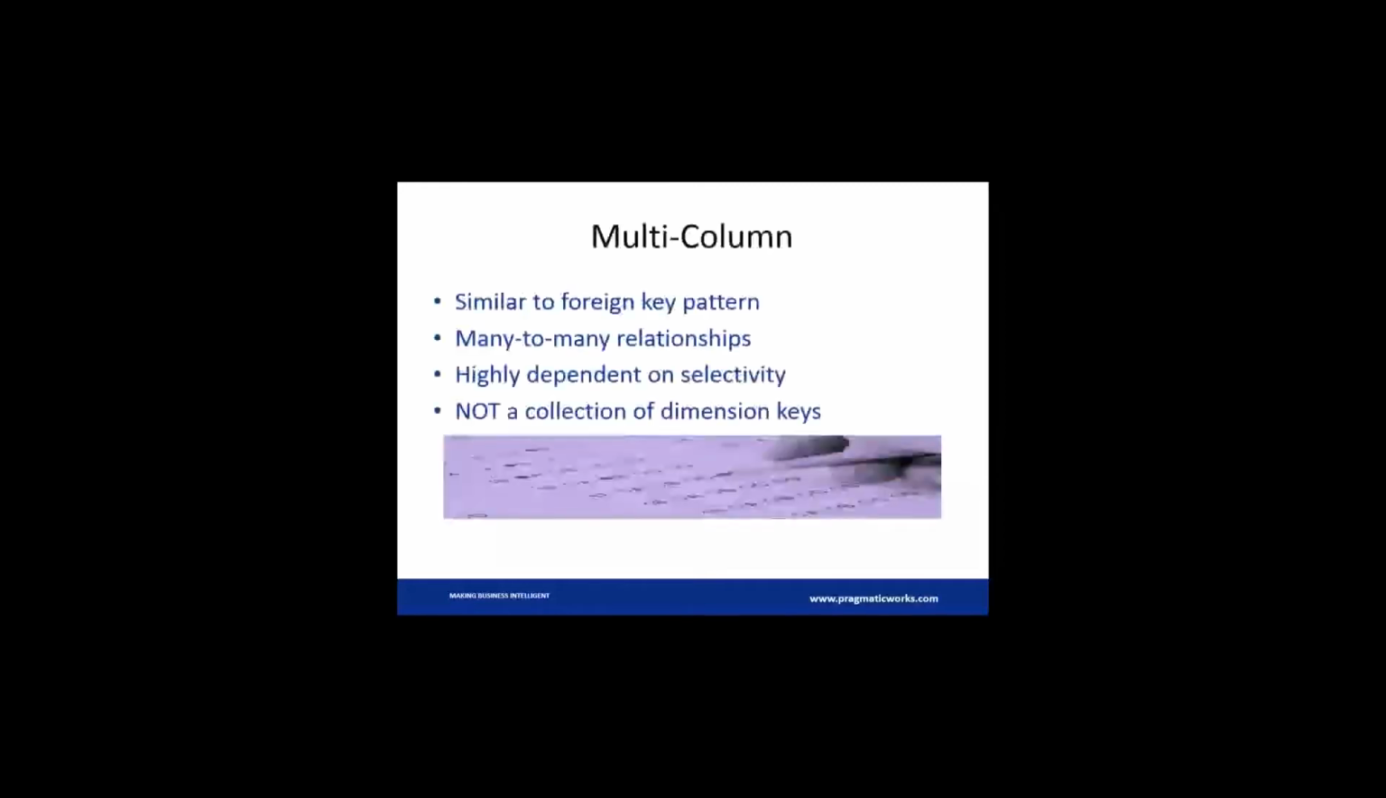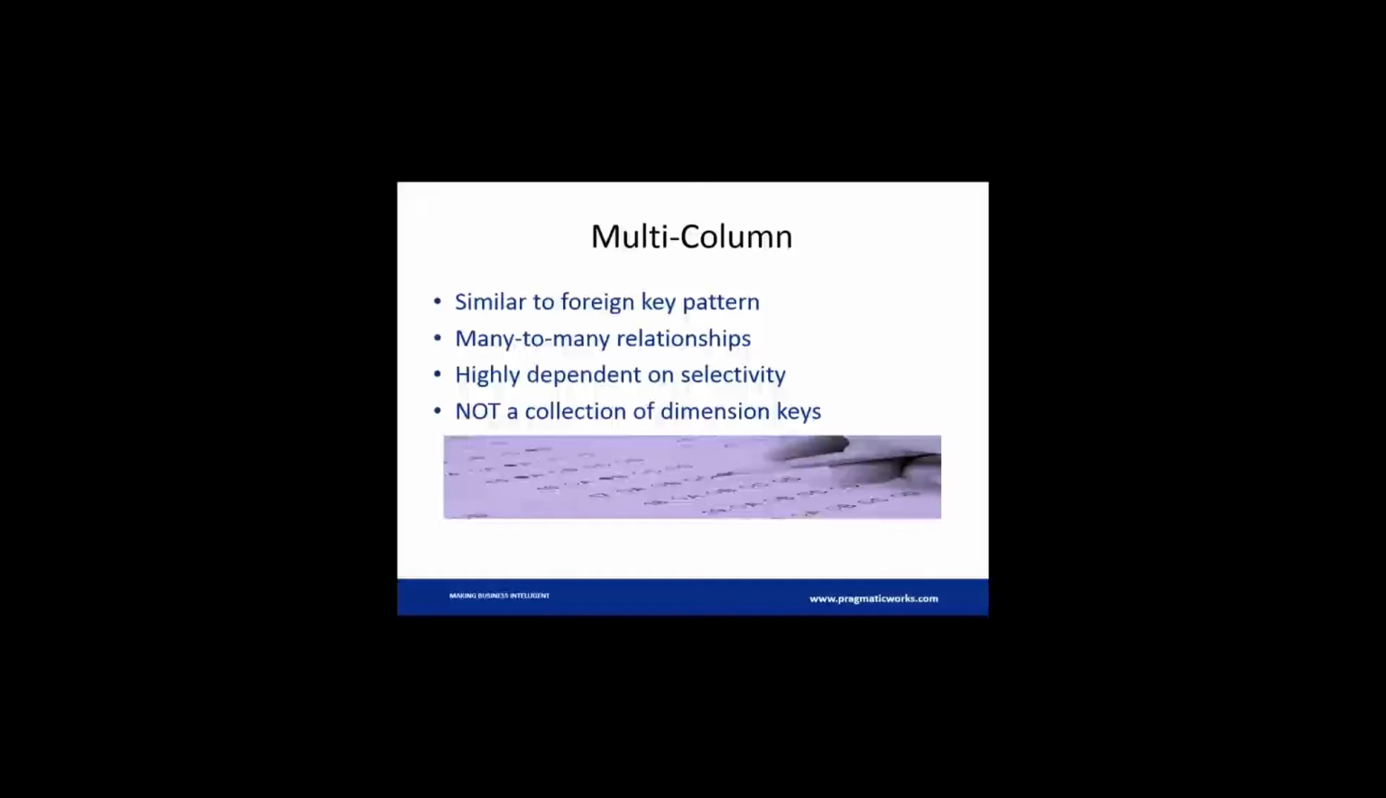So that's the foreign key pattern, and hopefully after we're done here today, you'll take a look at your own systems and look to see if you have this pattern that you unknowingly are supporting. Now the next one is the multi-column. This is really similar to the foreign key pattern problem, or pattern, but it exists between many-to-many relationships.